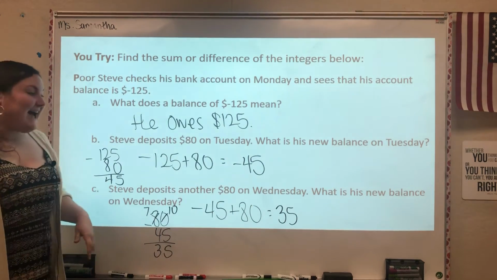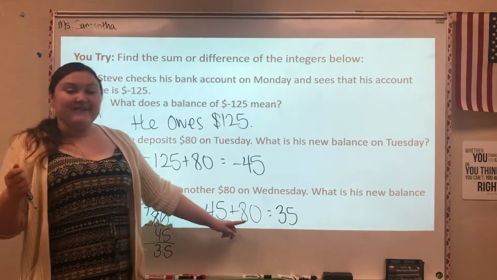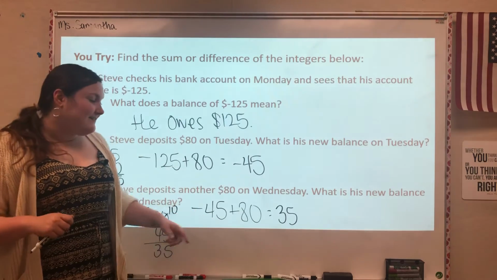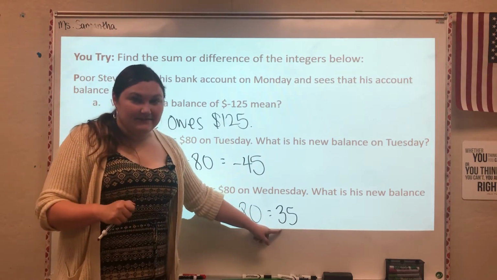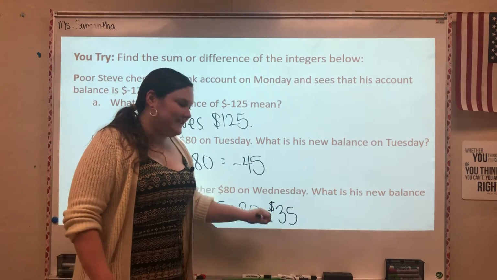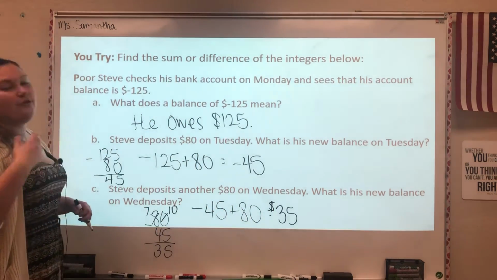Now remember what we said about the sign? That's money he has. He pays the $45 he owes, but he'll have some left over because that 80 is the larger number. The 80 is positive. So my final answer is positive. Positive 35, meaning his bank account is $35 and he actually has money now. He has $35 in the bank. He no longer owes money.